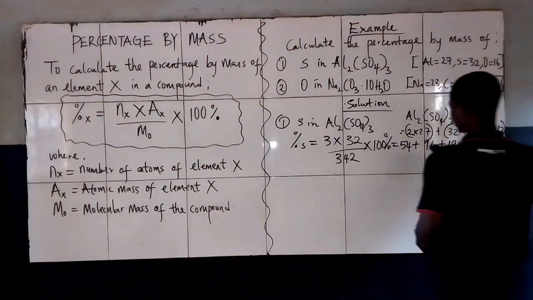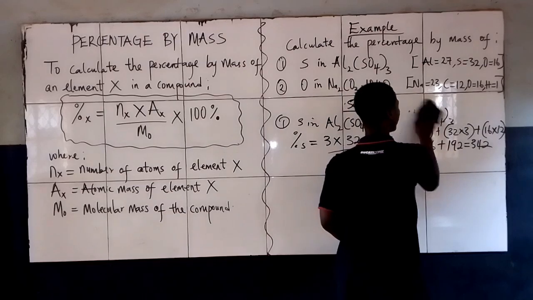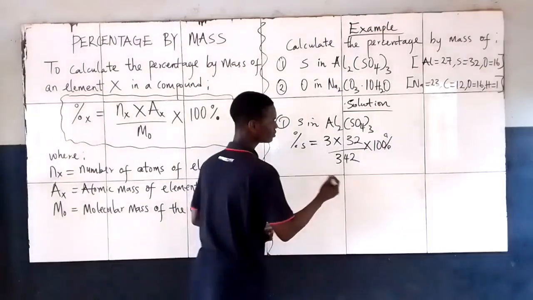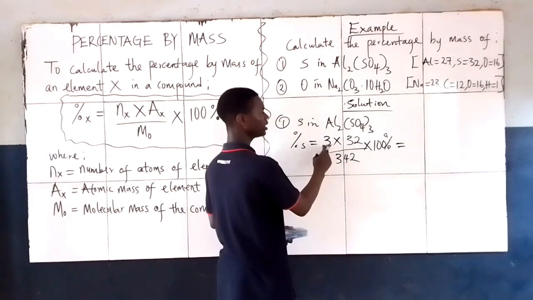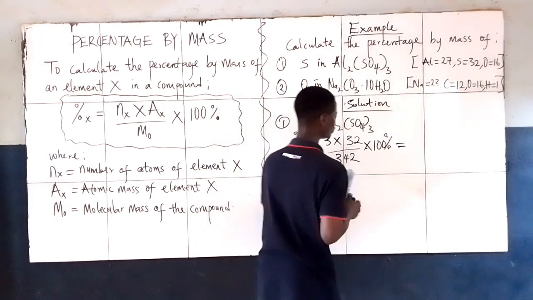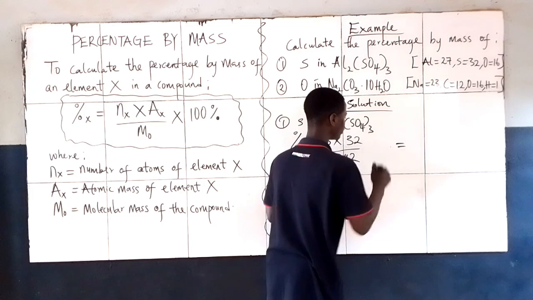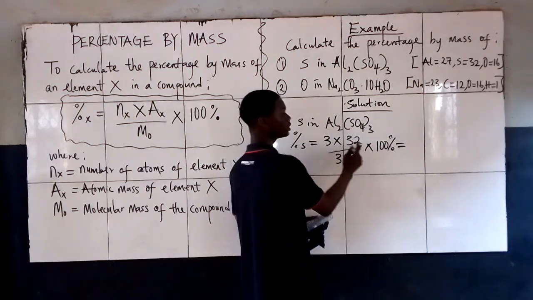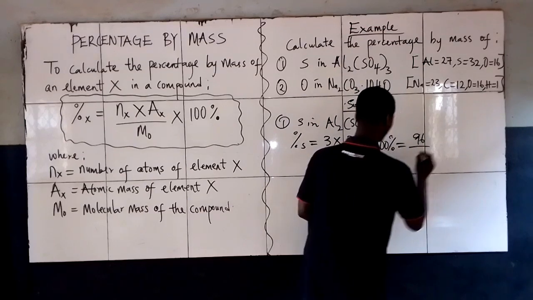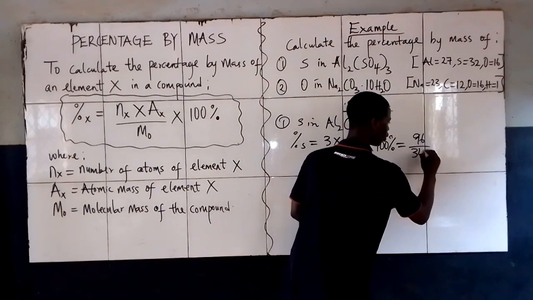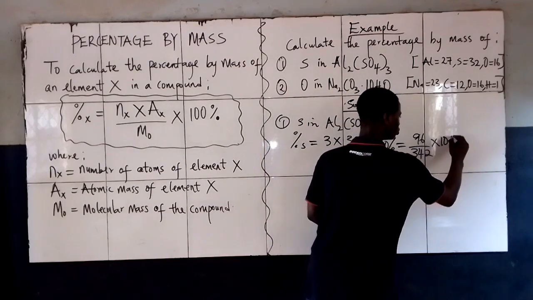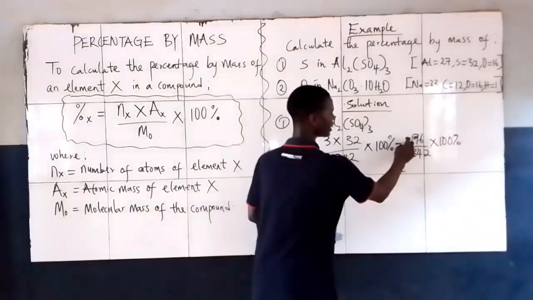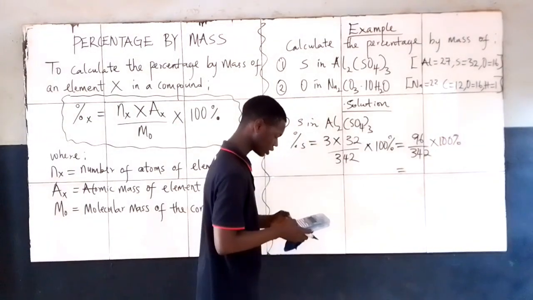So we can now clean this rough work. The one by the side, we can now remove it off. So we can continue our calculation. It's by the side calculation. So now we have this, guys. Let me just use this place. 3 times, okay, let's do it properly so that it will be understandable. Now, 3 times 32 is 96. So I'll come here and write 96 over 342 times 100%.